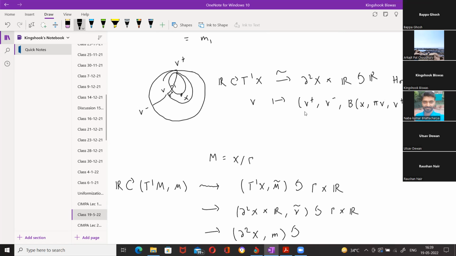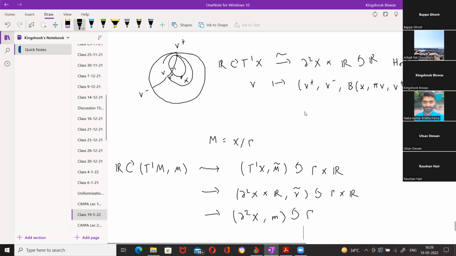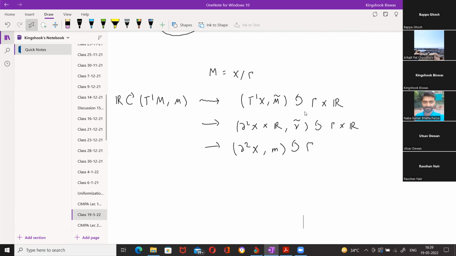Okay. Is this clear? Yes, sir. Okay, so invariant measures for the geodesic flow correspond to invariant measures on del 2x for gamma. And if mu is ergodic, then m is ergodic. So mu is ergodic for the geodesic flow if and only if m is ergodic for gamma.